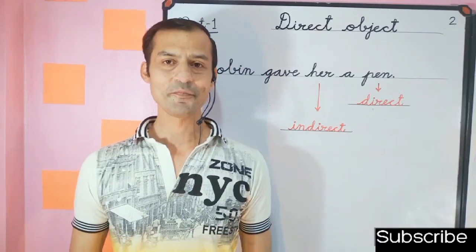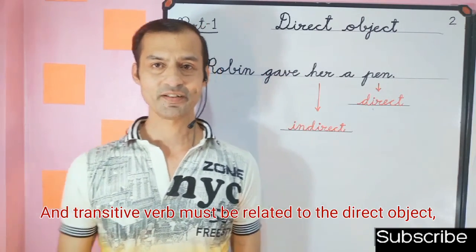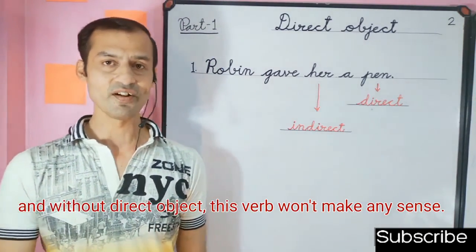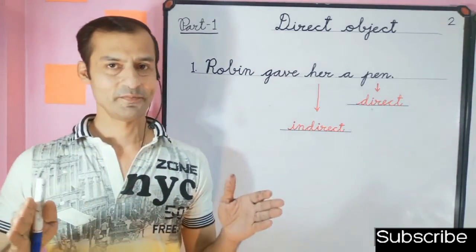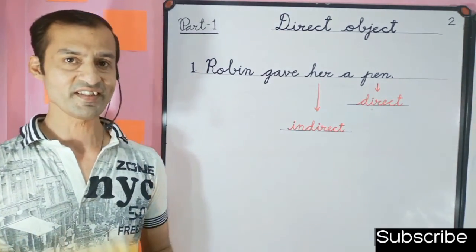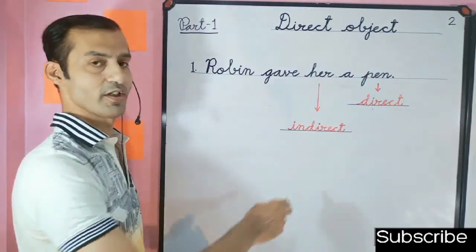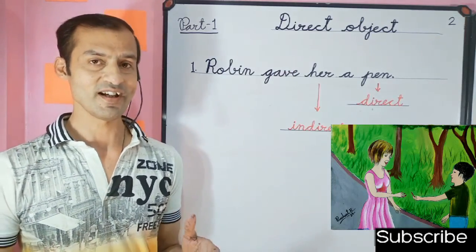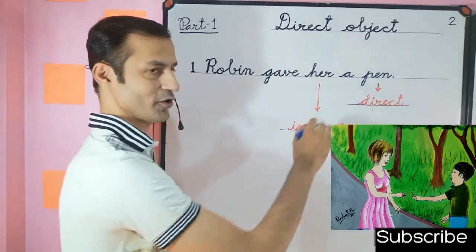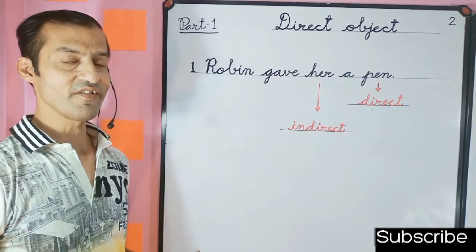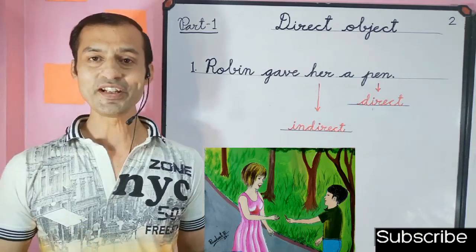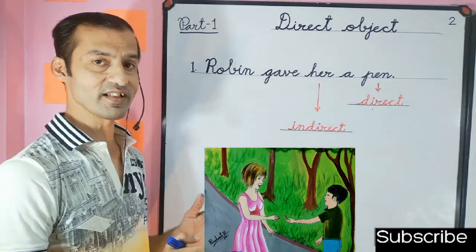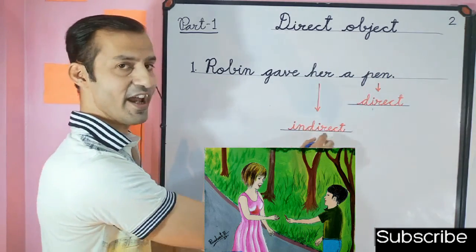And a transitive verb must be related to the direct object. Without a direct object, this verb won't make any sense. In the first sentence, it's written Robin gave her a pen. If I ask the question, what did Robin give her? The answer is a pen. A pen is the direct object. And again, if I ask, to whom did Robin give a pen? The answer is her. Her is the indirect object.